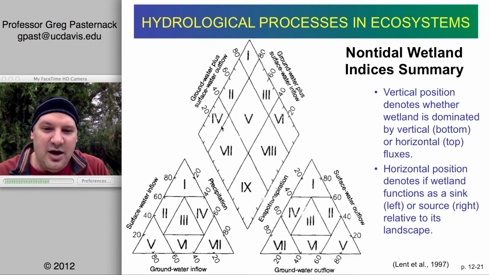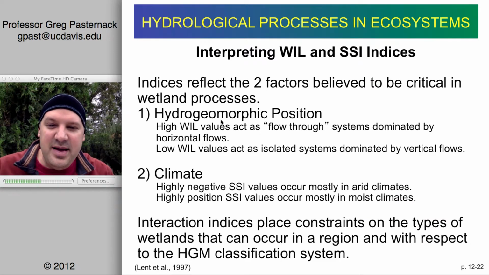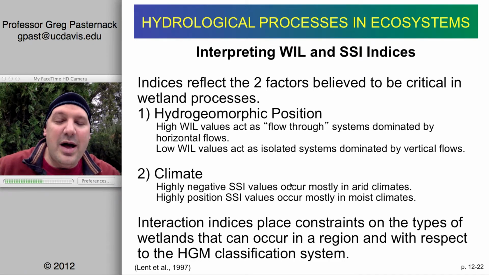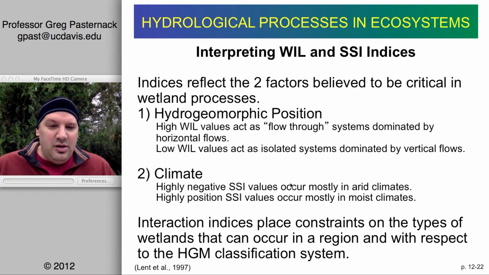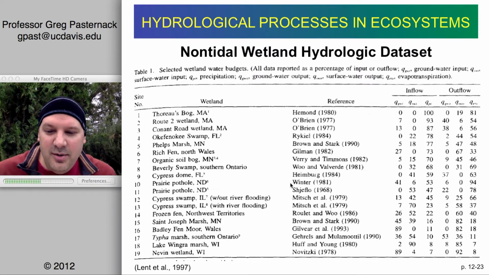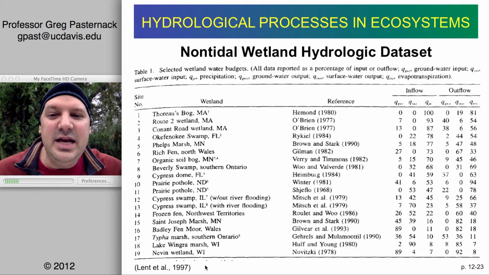Okay, so you can play with that Piper diagram and just reflect on a few things. I've already mentioned hydrogeomorphic position. Climate: arid conditions are generally going to be places where wetlands are sinks, and moist climates tend to be more sources. The study by Nontidal 1997 is where you can go to see more details on this.